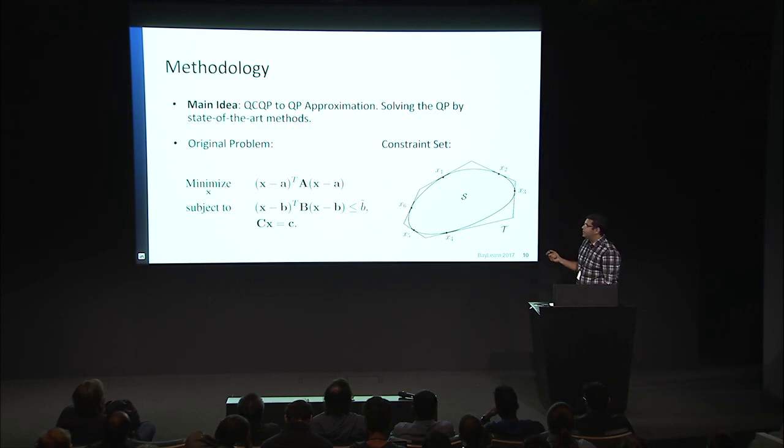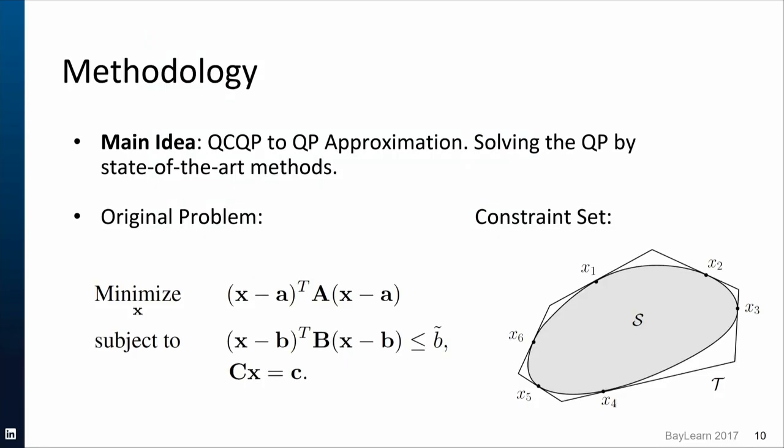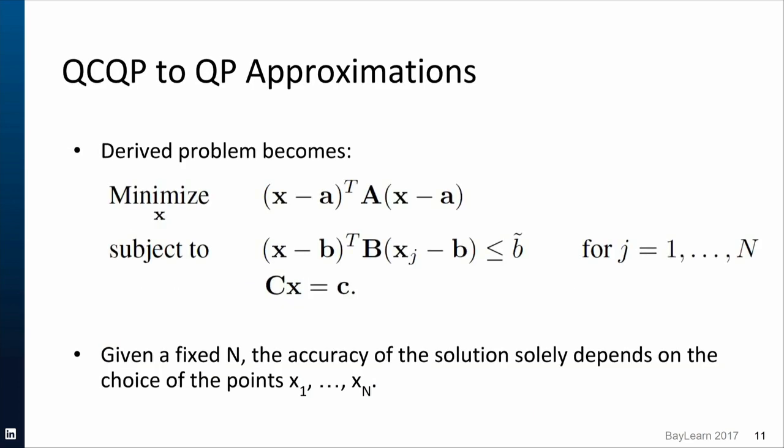The way we do it is by drawing tangent planes, by choosing some points on the surface of this ellipsoid. Just by doing that, if we choose, say, 6 points here, the derived problem now becomes a QP, where we replace the quadratic in x by linear constraints in xj for j equal to 1 to n. So for n different linear constraints, we have now derived a QP from the QCQP. Given a particular n, the accuracy of this problem solely depends on our choice of the n points, x1 to xn.